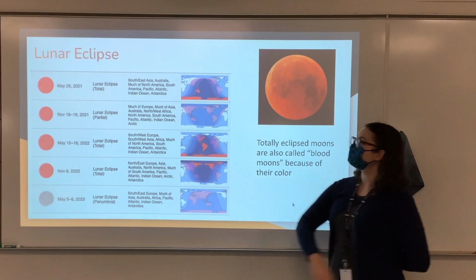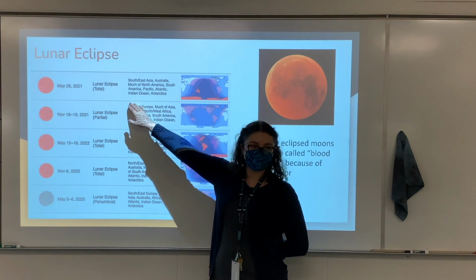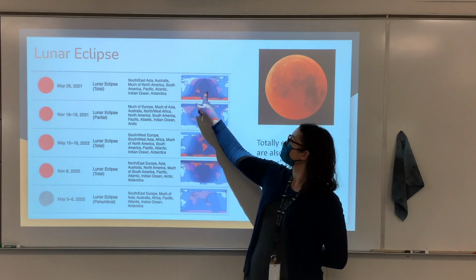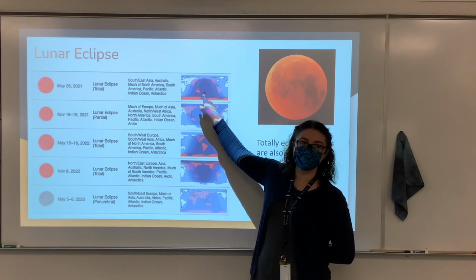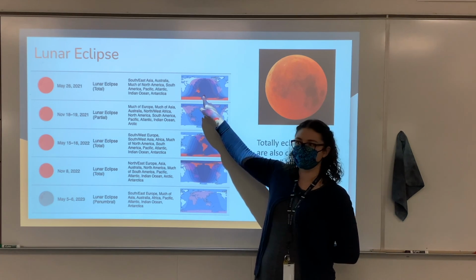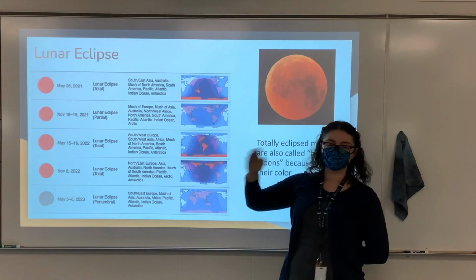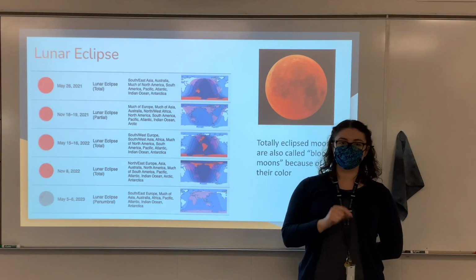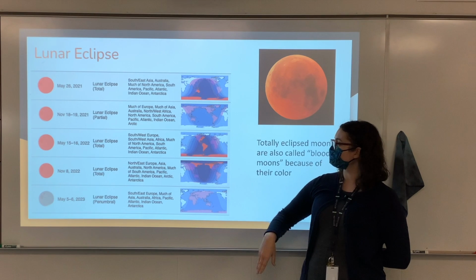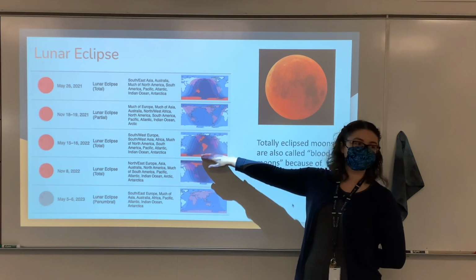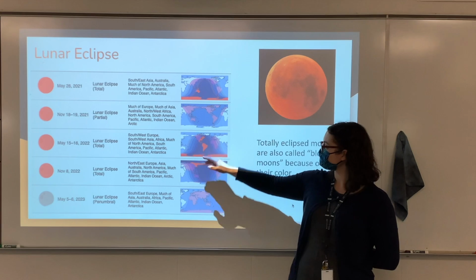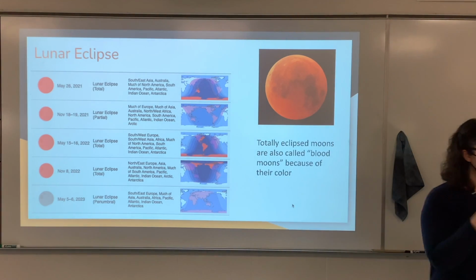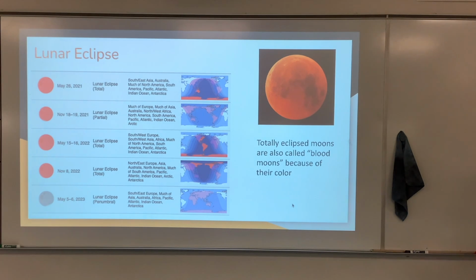Now, again, while we're going to be able to view a partial lunar eclipse on May 26th, we won't be able to view the total one because the moon will be below the horizon for us during the total eclipse. The next time we here in Michigan will be able to view a total lunar eclipse is going to be May 15th or 16th of 2022. During that time, the moon will be above the horizon for the entire eclipse, and we will be able to view all of it.